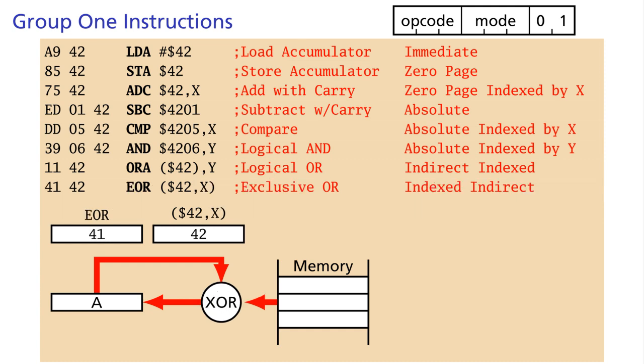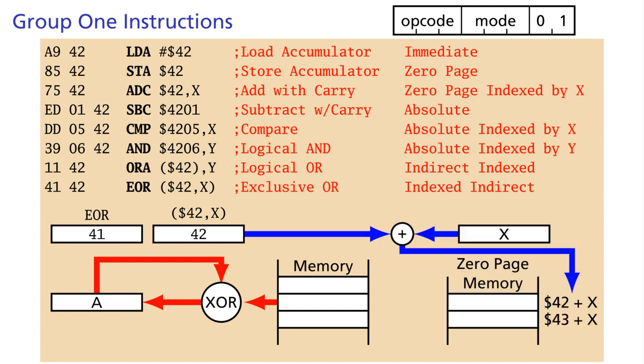EOR is exclusive OR, another bitwise logical operator like AND and ORA. This example is using the uncommonly used indexed indirect addressing mode. Like indirect indexed, the address of the operand is given by a pair of bytes in zero page, but here, the address of those bytes is the sum of the byte after the instruction plus the X register. That is, the X register is added to compute the zero-page location holding the address, that is, before the 16-bit address is computed. It's something like having the X register index an array of addresses held in zero page.